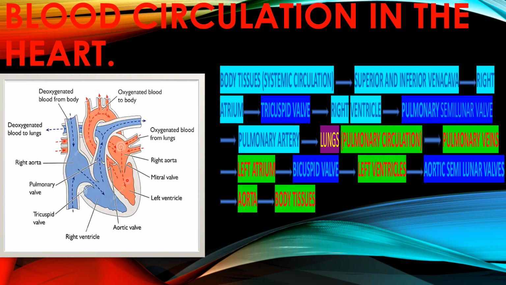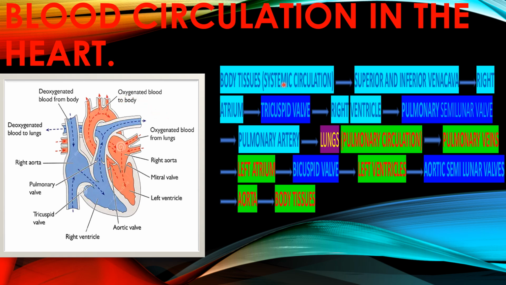Now it will flow from the left ventricle to which point? To the aortic valve. The aortic valve, or semilunar valve, prevents backflow of blood from the aorta, which is the oxygenated blood, to the left ventricle. The blood will flow to the rest parts of the body, that is to the upper parts of the body and even to the lower parts of the body. And the blood continues circulating to supply oxygen to the respiring tissues.